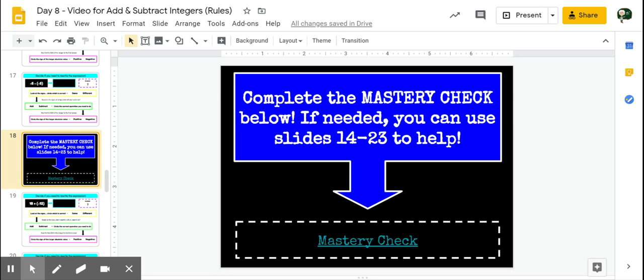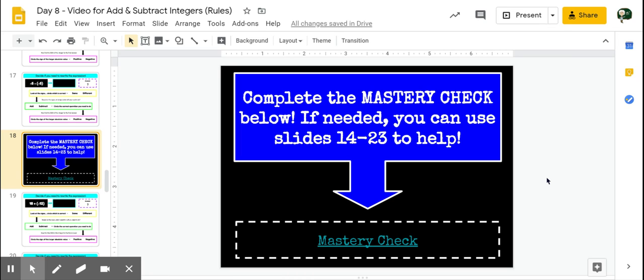Now, as you finish these 8 practice problems, you're going to see another slide that says to complete your mastery check. Now, this is the link that you're going to use to complete your mastery check. It's going to take you to a Google form where you will answer those questions. The questions are in the Google form. You don't have to write them down. You don't have to use these slides.